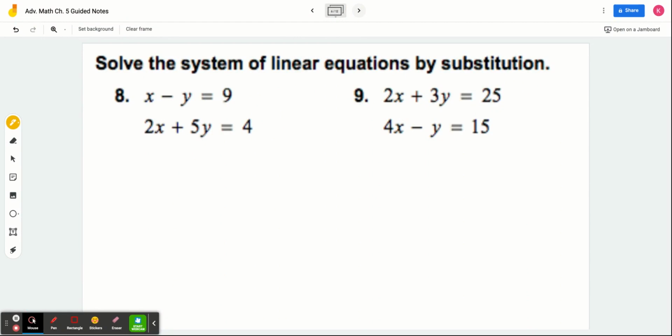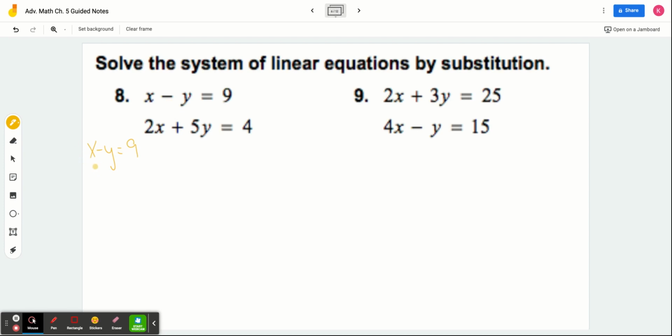Now, with 8 and 9, you can see that they are not solved for a single variable. So the first thing that we have to do is solve for a variable. So we're going to start with this first equation. I always like to choose the one that looks simplest. So here we're going to have x minus y equals 9.